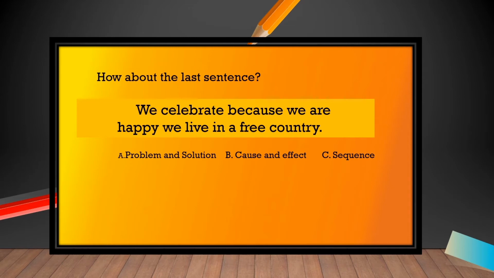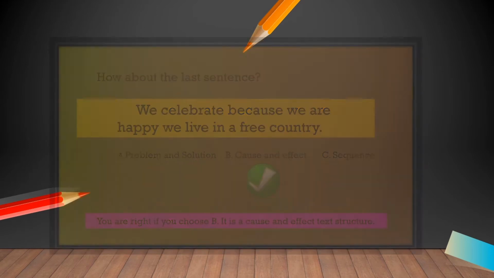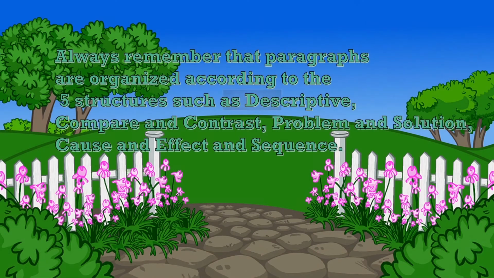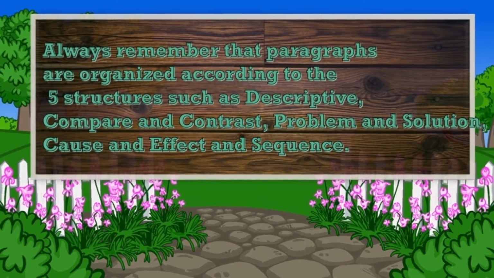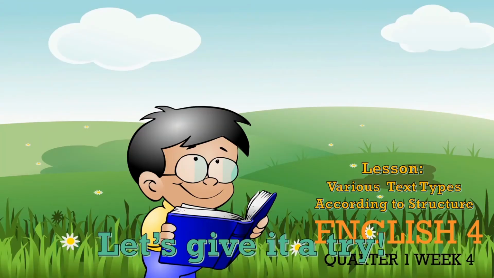What is the structure used? A, problem and solution. B, cause and effect. C, sequence. The structure used in the last sentence is cause and effect. You are right, it's letter B. It is a cause and effect text structure. So kids, always remember these 5 structures in organizing paragraph.